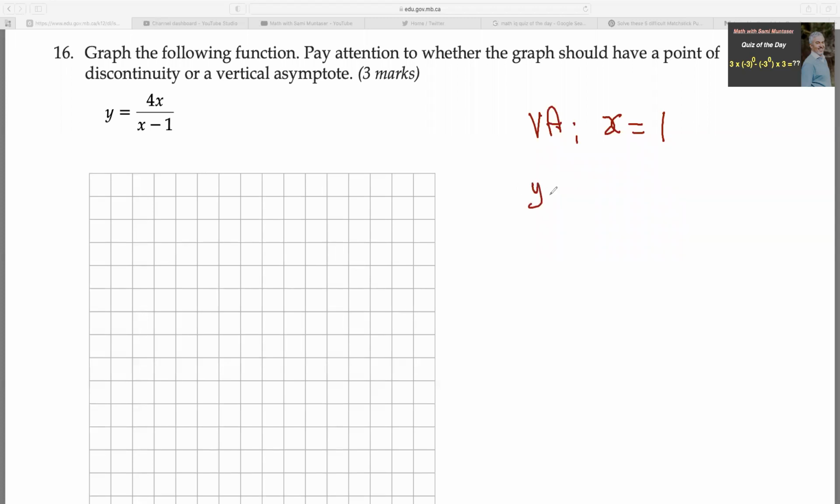If I want to find my y-intercept, I sub in 0 for x. And then I end up with 0 on top and negative 1 on bottom, which gives me 0. So now I'm just going to start plotting this here and seeing how things are going to look. So there you go. This is your x-axis. This is your y-axis.